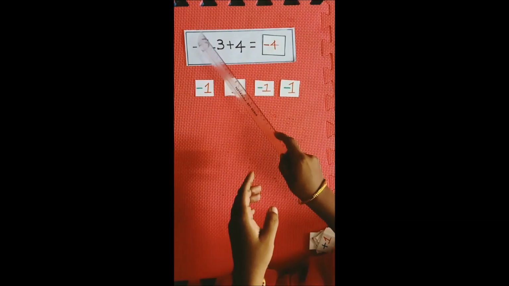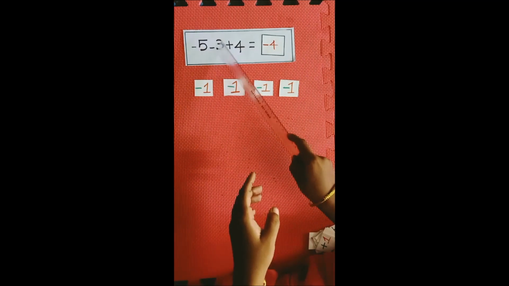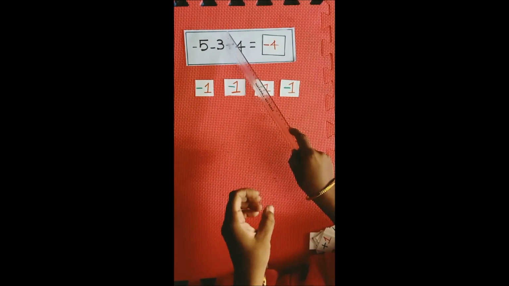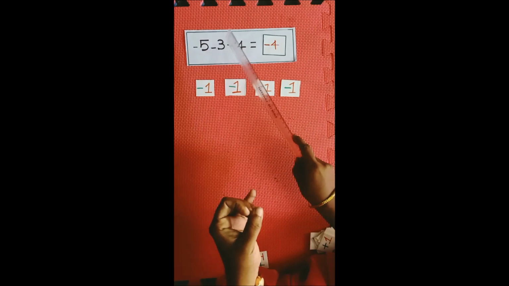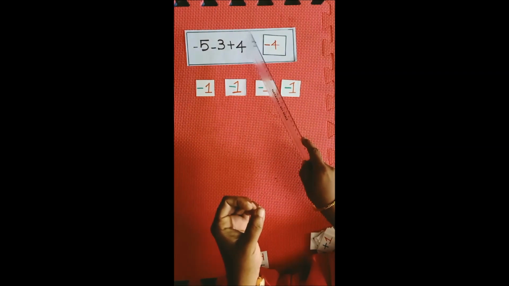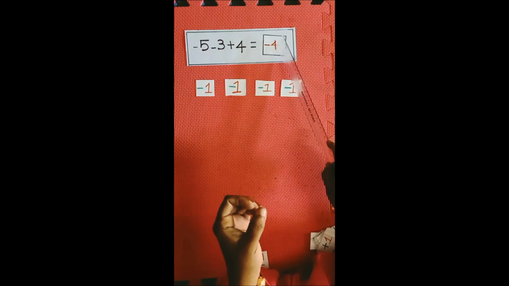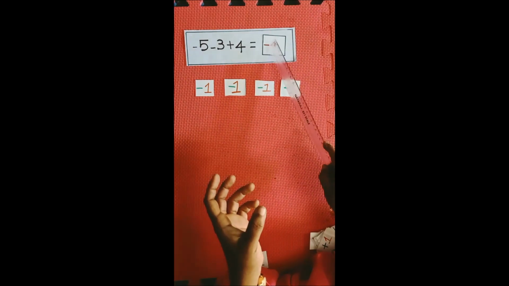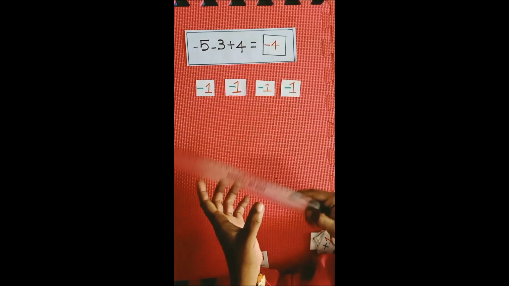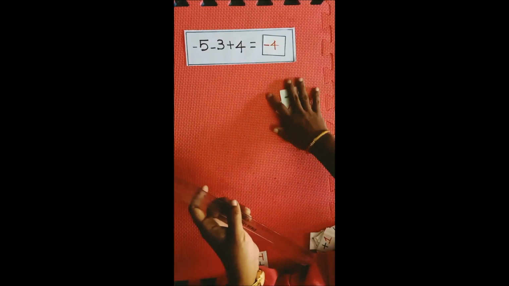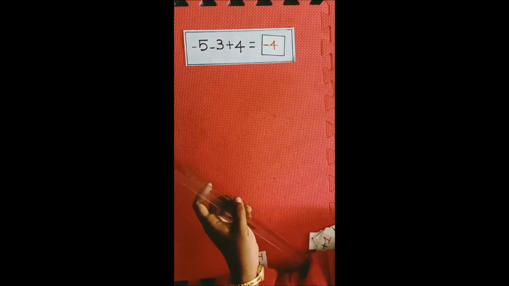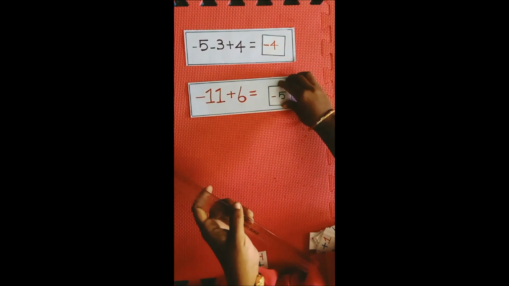See here. Minus 5 minus 3, they are of the same sign, so if you add them, you get minus 8. So minus 8 plus 4. If you subtract 4 from 8, you get 4, and the sign of the larger number is minus. So our answer is minus 4. Thus we have evaluated minus 5 minus 3 plus 4 equal to minus 4.